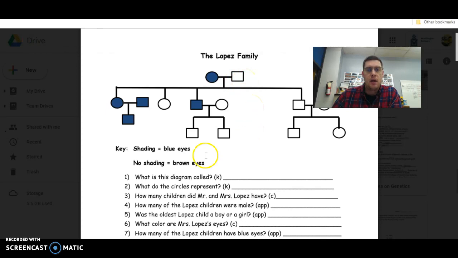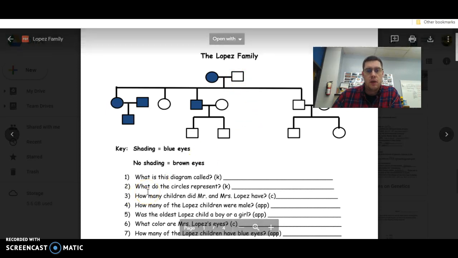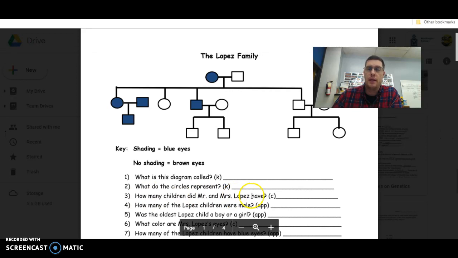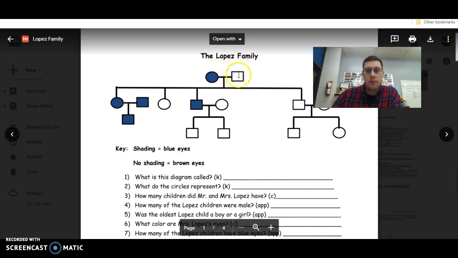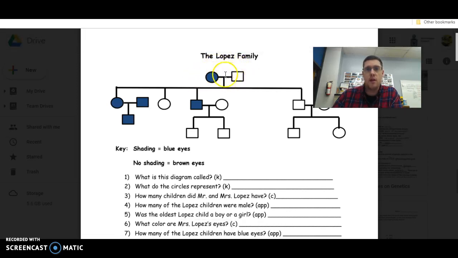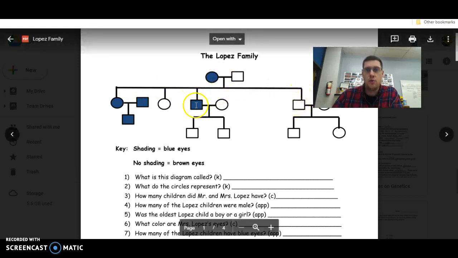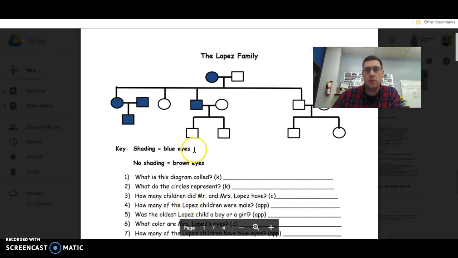Now, number 3. How many children did Mr. and Mrs. Lopez have? Well, Mr. and Mrs. Lopez are here on top of the entire pedigree. So if you count the number of individuals connected to this line that comes directly from their marriage, they had 1, 2, 3, 4 children. So how many children do they have? 4.